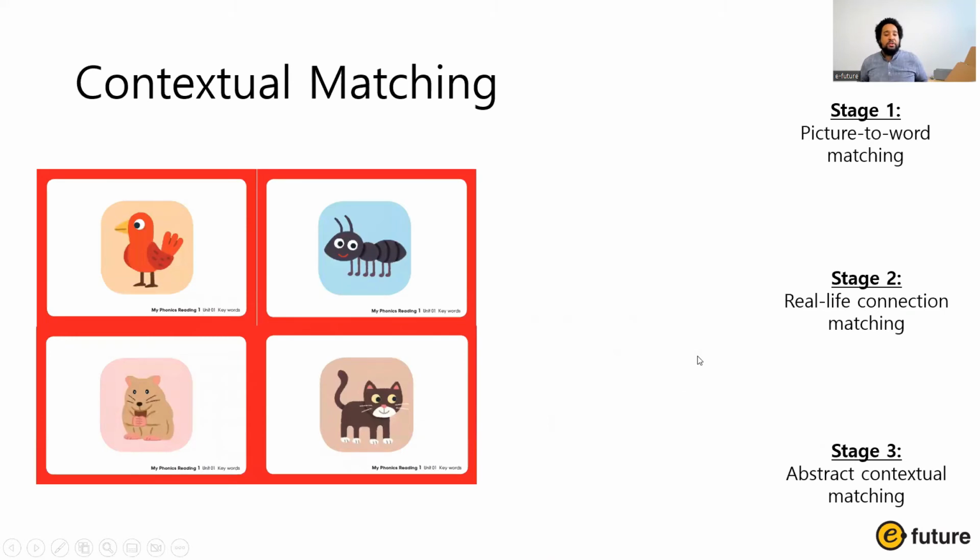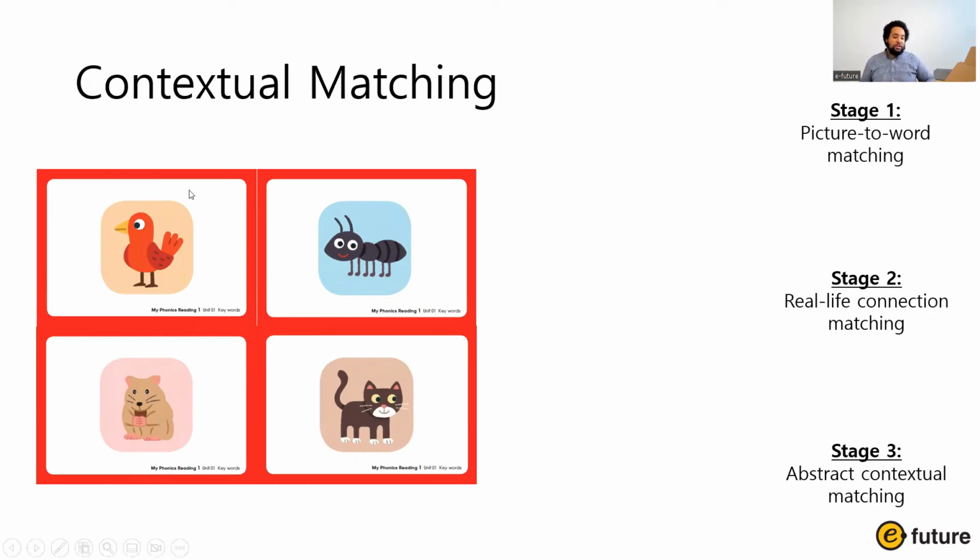One other thing that I like to do is contextual mapping or matching. And I do this in 3 stages. I have a picture to word matching stage, which is very, very basic. And that's just taking the flashcards and you have the picture on one side, the word on the other side, and you match them. So you have them flipped over and you do kind of a memory game or a matching game or something like that.